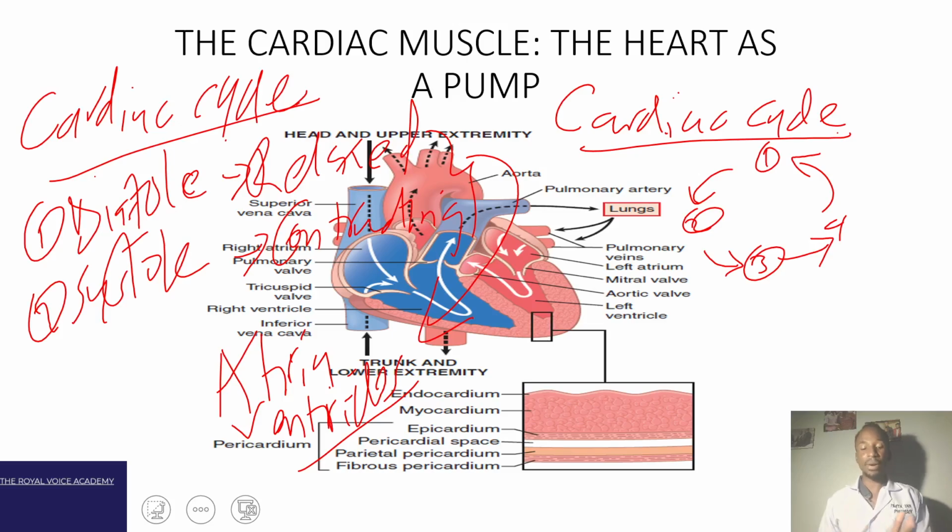But let us remember, there are some high yield points for you to understand before we go to the cardiac cycle. Number 1, the heart beats as a syncytium. There are 2 syncytiums, as we alluded to in the last lecture. We said there is an atrial syncytium and there is a ventricular syncytium.